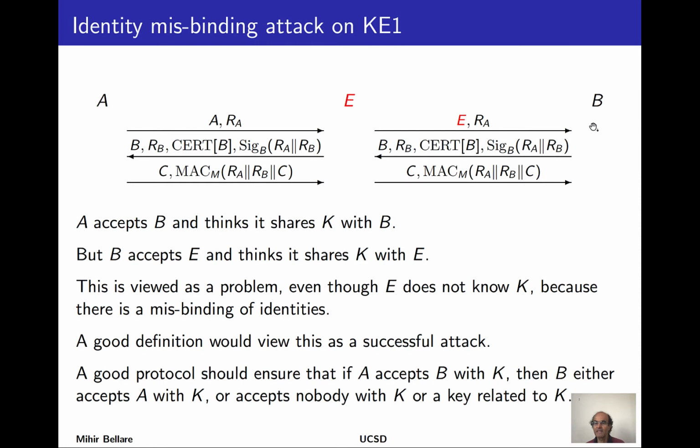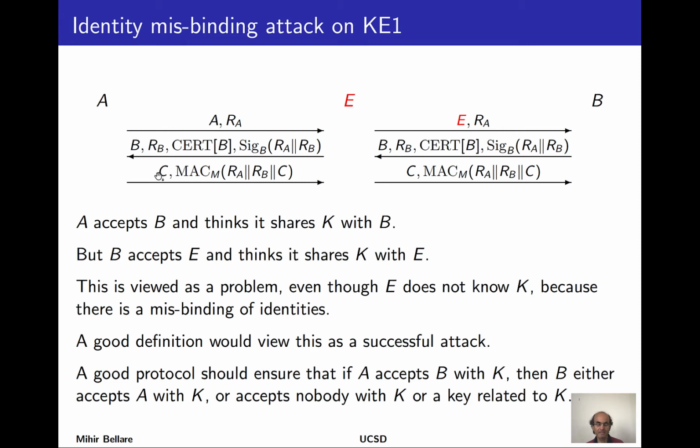So what does B do here? It says, okay, here's some entity called E asking to start a session. That's fine. I'm going to start a session with E, and I will do what I'm supposed to do. Here's my identity, my nonce, my certificate, my signature. E simply forwards all that over to A. A looks at this and says, well, that's fine. That's what B is supposed to send in response to my request here. So let's keep going. It continues with the protocol.